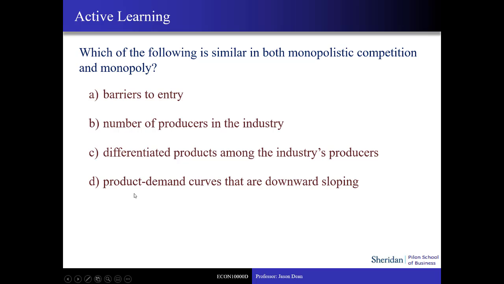And so the answer is D, and we know this from the beginning because I mentioned it. Both have a downward sloping demand curve. And so that's why the profit maximization discussion there to figure out what the economic profit or loss is the exact same, because it's a downward sloping demand curve.